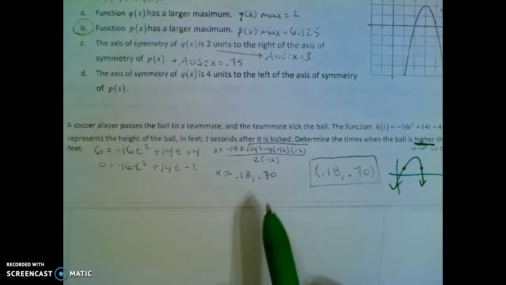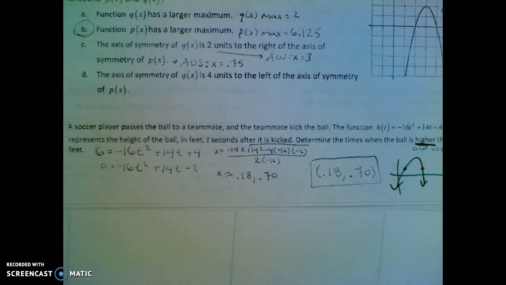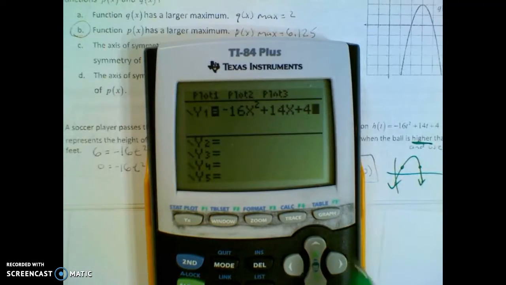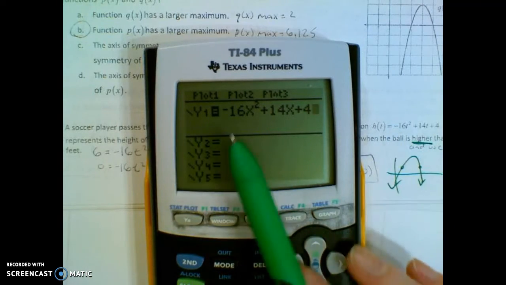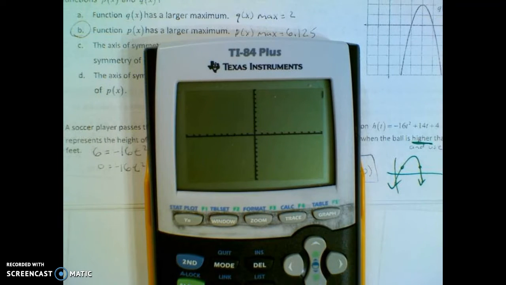But I mean, I had to do a lot of work. I had to do the quadratic and then solve and then graph. It's much easier, since I have a calculator, to just plug in your function. Make sure you plug it in correctly. So negative 16x squared plus 14x plus 4. Okay, go ahead and graph it. I can see the graph there. I want to know when the ball is higher than 6 feet.